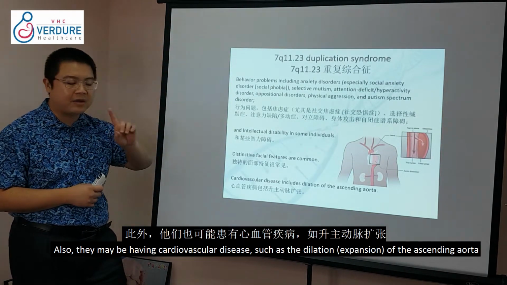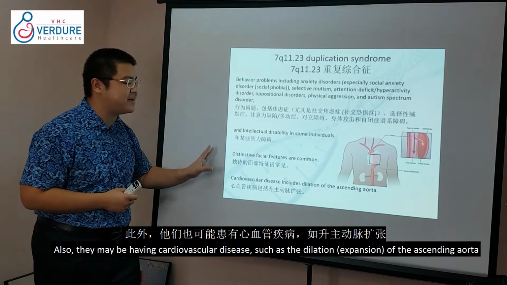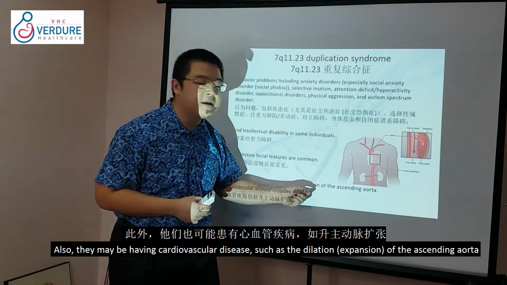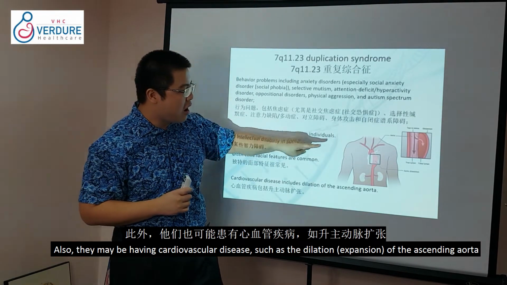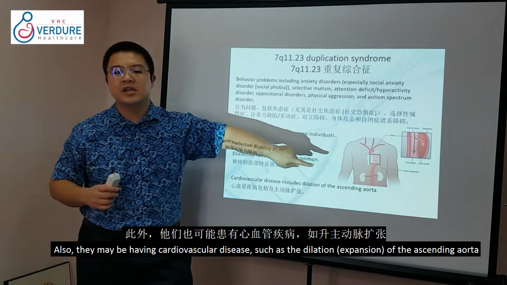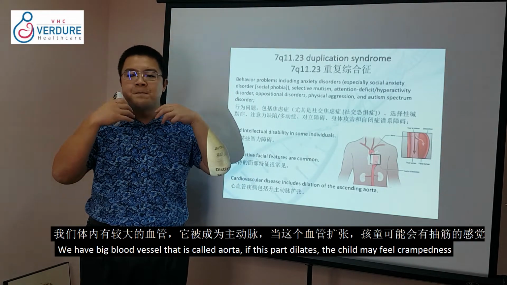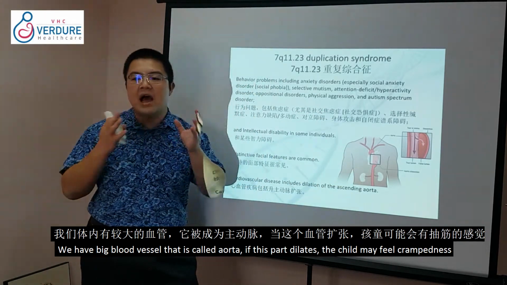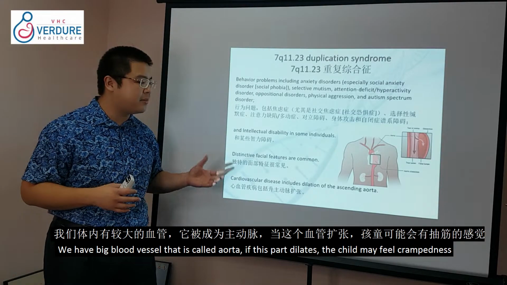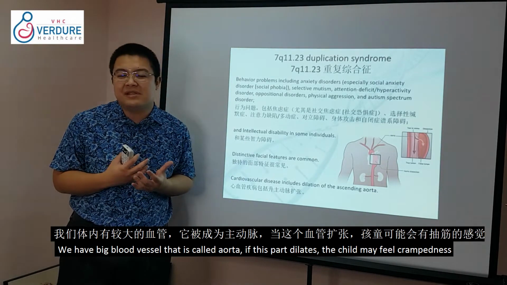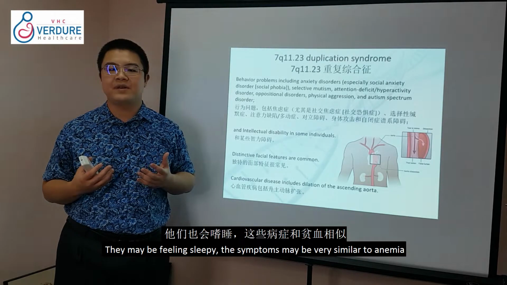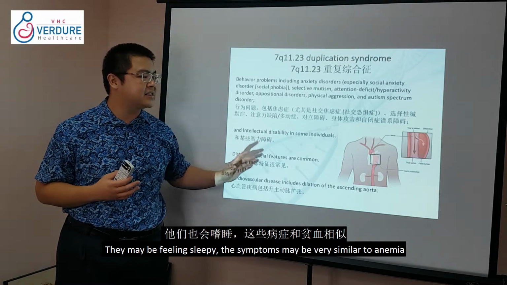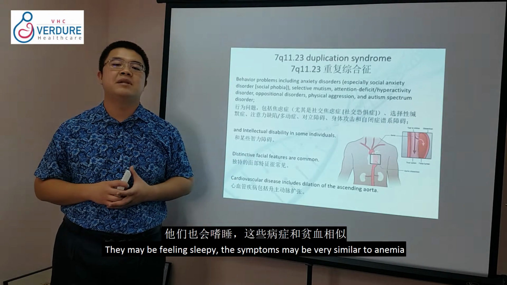And also, one very important thing is that they might be having cardiovascular diseases as well, such as the dilation. Dilation means the expansion of the ascending aorta. So in our hearts, we have a very big blood vessel called the aorta. If this part gets dilated, what's going to happen is that this child might feel clamminess, okay? They might be feeling very sleepy, and the symptoms might be very similar to anemia.